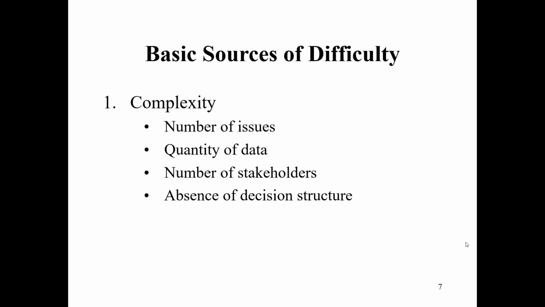For example, take the GIK Institute. There are different stakeholders: students are stakeholders, teachers are stakeholders, and the parents. So in order to decide, you also need to keep an eye on each and every stakeholder. And there is no proper structure available; there is an absence of decision structure. So this is complexity. By studying the different decision tools, you will be able to understand this complexity.